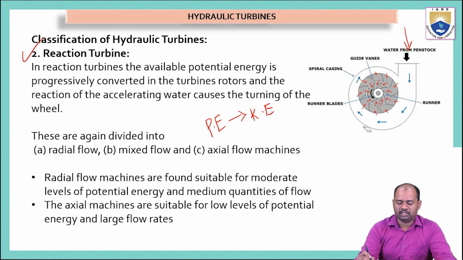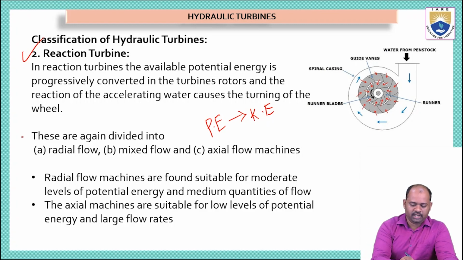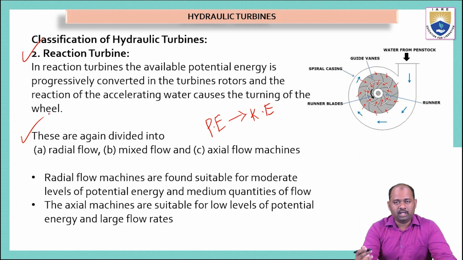The example for reaction turbine is a Francis turbine. So, as of now, we'll try to understand what is a reaction turbine. So, in a reaction turbine, the potential energy is converted into kinetic energy inside the runner. This process is done inside the runner. So, there are many types of reaction turbines. They are radial flow, mixed flow, and axial flow machines.